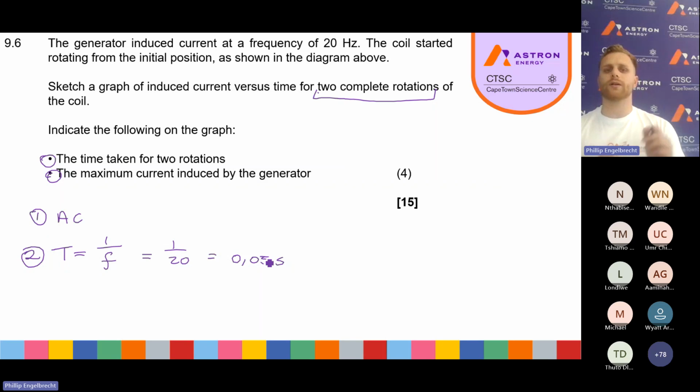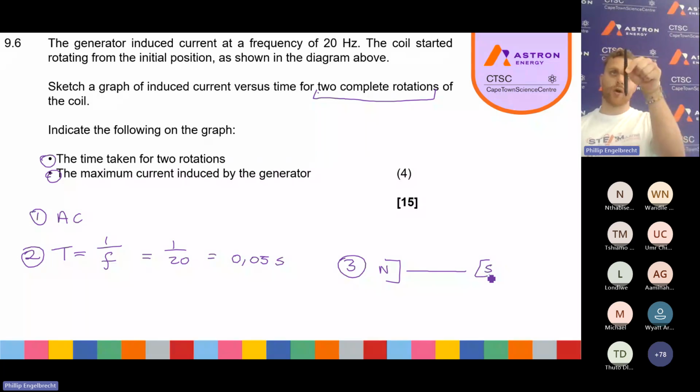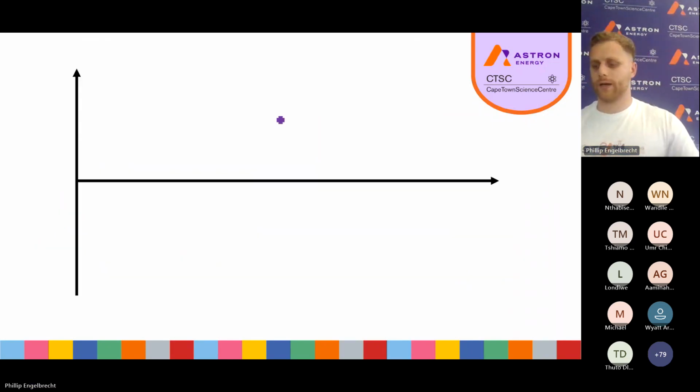We want to know how long it takes for this thing to make 2 complete rotations. Number 3, I know that if these are our 2 magnets, north and south, our coil started at this position, right? When your coil is completely flat, you have the maximum amount of current or voltage. When your coil is vertical, it is 0. Flat, it's the maximum value. Vertical, it is 0.